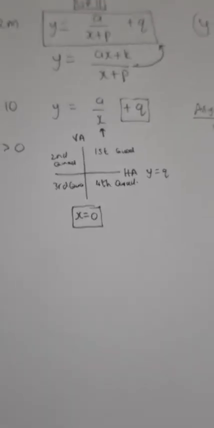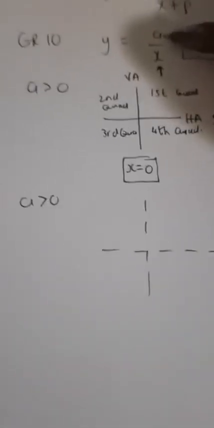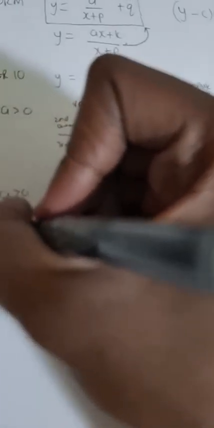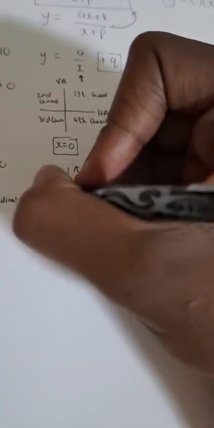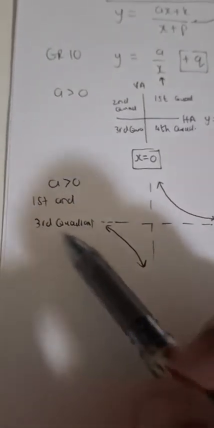All right, so with that in place, whenever we sketch our function, when the value of a here is greater than 0, then you can expect to find the function represented in the first and what? And third quadrant. You can expect to find the function represented in the first and the third quadrant. That's when a is what? Greater than 0. Expect to find the function in the first and the third quadrant.